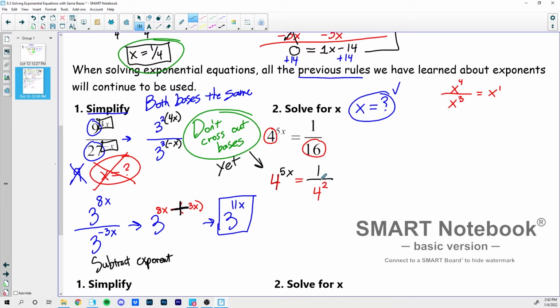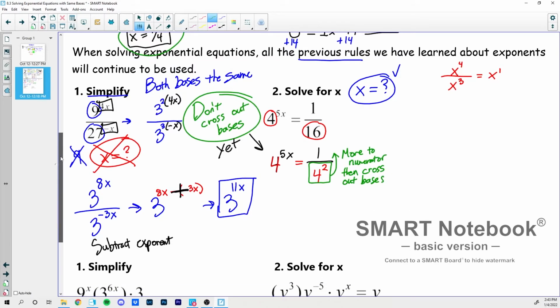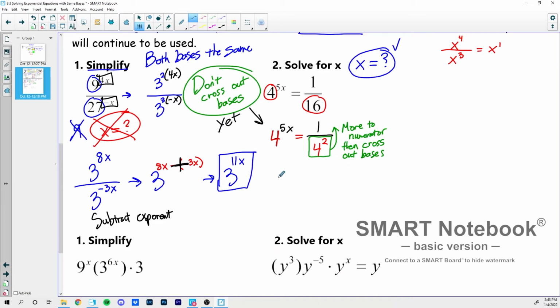We can only cross out the base if we take this 4x squared and we have to move it up to the numerator. So move to the numerator. Then we can cross out the bases. Okay, so take a second, think about how we would move this up to the numerator. So if you're thinking that you would do this, okay, so 4 to the power of 2, if I want to move it up to the numerator, the exponent has to change signs, okay? So this is going to be rewritten as 4 to the power of -2, okay?